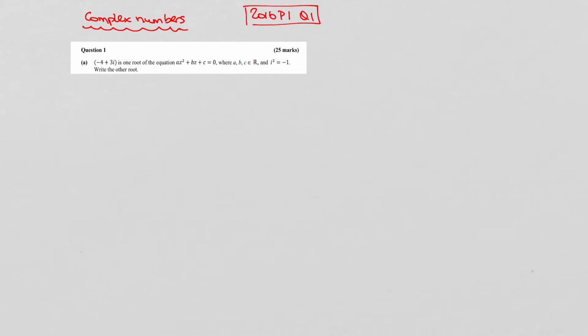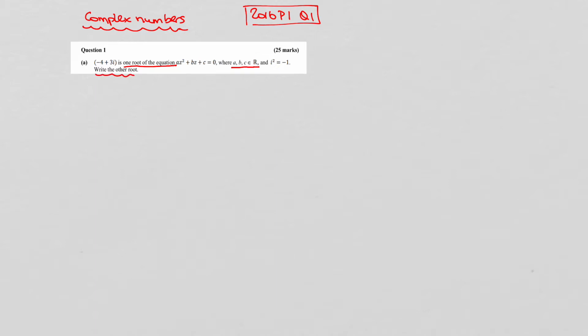2016, Paper 1, Question 1, Complex Numbers. So in Question 1A here, we were told that -4 plus 3i is a root of the equation. And we're told that the coefficients A, B, C of the complex quadratic equation are all real numbers. And we have to, first of all, write down the other root.